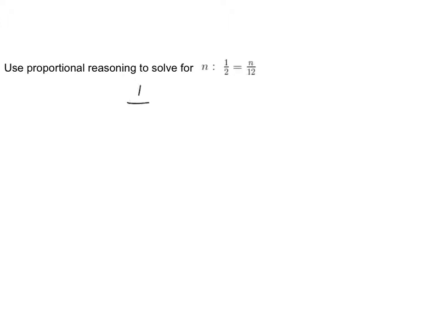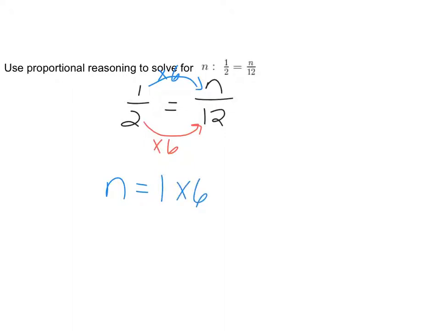So we've got this proportion right here. If you look at our bottom numbers, 2 to 12, what do I need to do to 2 to get to 12? Well, I need to multiply by 6. Because of that, I need to do the same to the top. So I need to multiply the top number 1 by 6 to get n. So n is equal to 1 times 6, which is just 6.